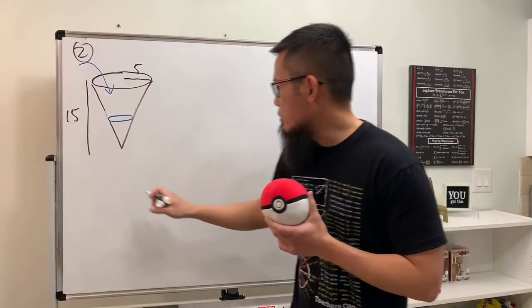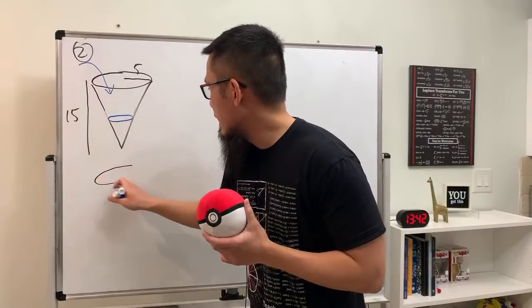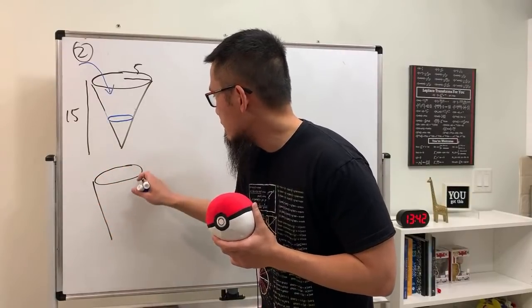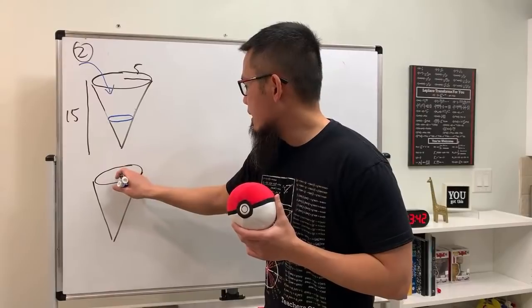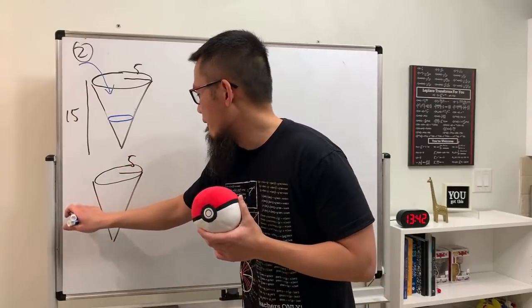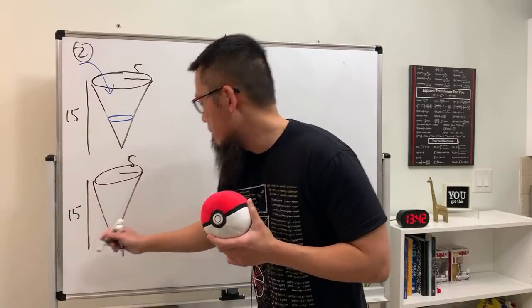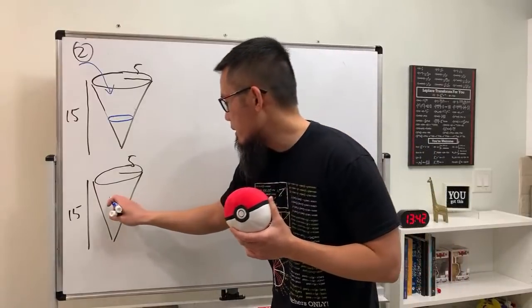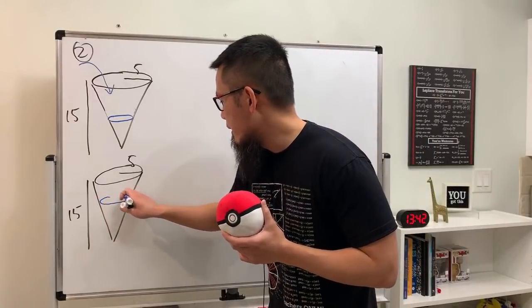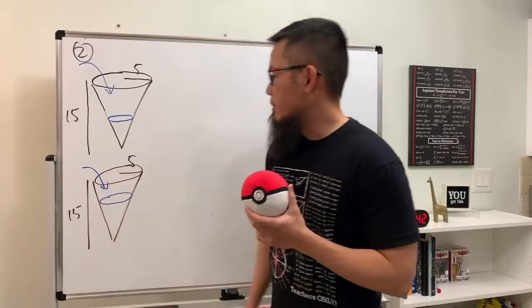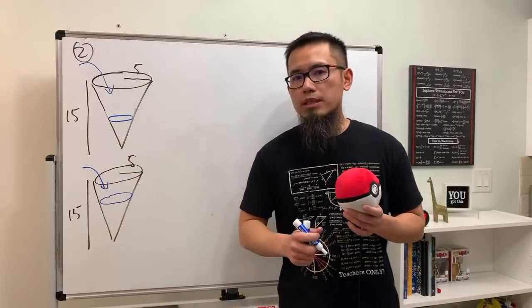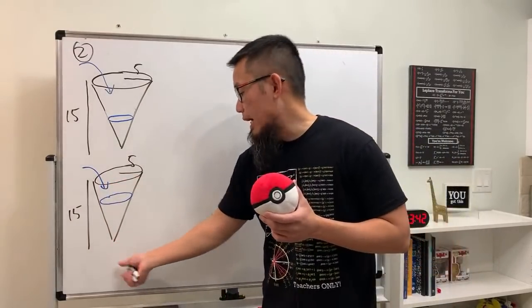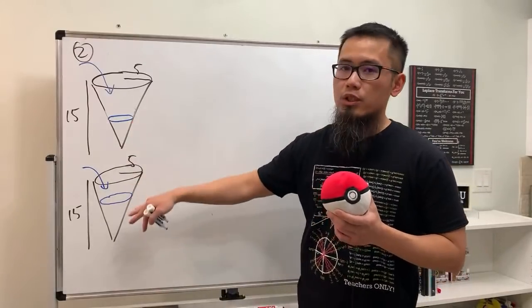So here's the second picture. Of course, we have the same tank, and this is still 5 and this is still 15. But the water level is going to be higher, because you have the water coming in. Sometimes you may see a question where the water is draining out. In that case, the water level will decrease.